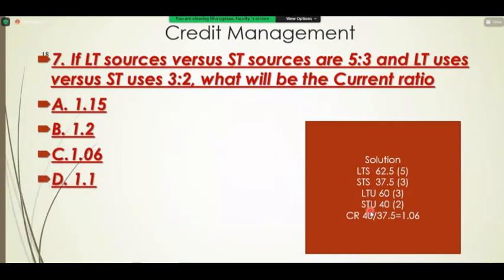Sir, if we go for a shortcut, then we can understand like this. Short-term sources is equal to current liabilities. Short-term uses is equal to current assets. In the same way, what are long-term sources and long-term uses? Madam, long-term sources are only two. That is your capital. Your capital is expected to be on a long-term basis. Capital will not be withdrawn immediately. It will not be used up immediately. So capital is always a long-term source.